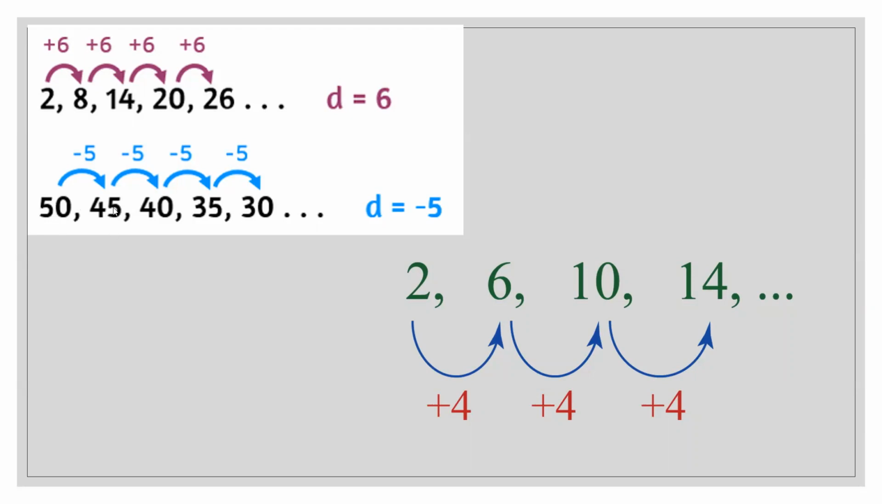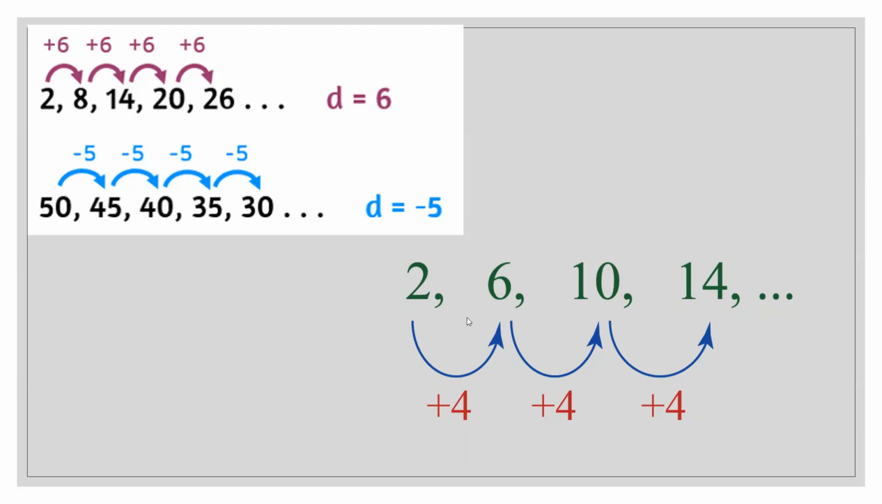Ito naman pababa. 50, 45, 40, 35, 30, nag-add tayo ng negative 5. So negative 5 lang inilalagay natin doon na parang nagma-minus tayo. So negative 5, negative 5, negative 5, negative 5. So our common difference is negative 5.